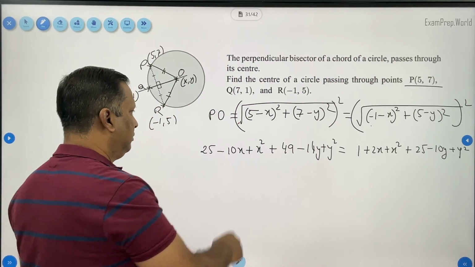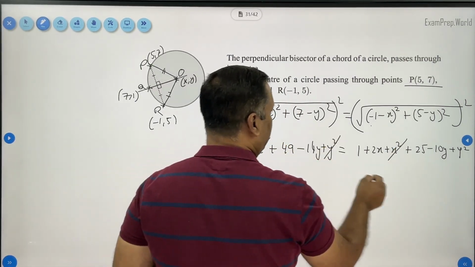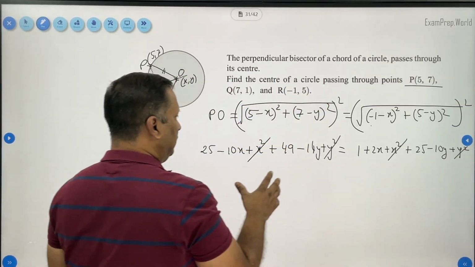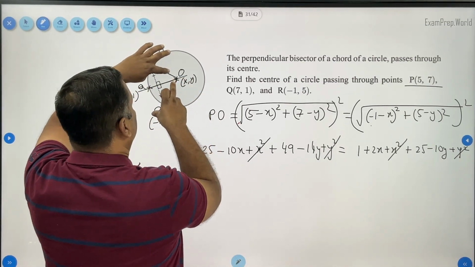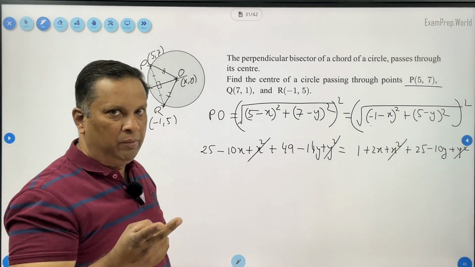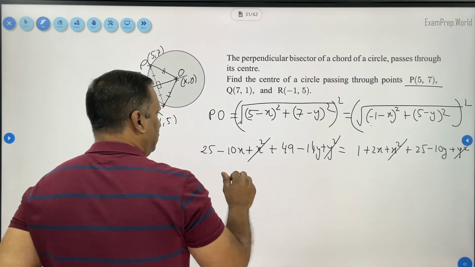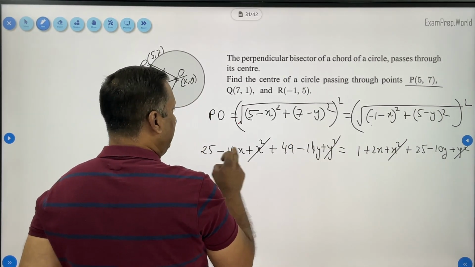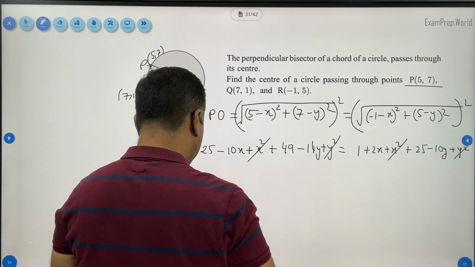We can cancel them. X square and x square will go away. Similarly, y square and y square will also go. So we have an equation in x and y with this set, these two sets. Then we can compare any other two sets also. We will get two equations. The moment you get two equations, you can solve those two equations to get your x and y. You are getting it? So now let us do this. Get everything here. 25 and 49. Let us simplify that.